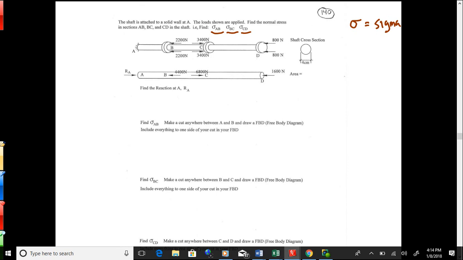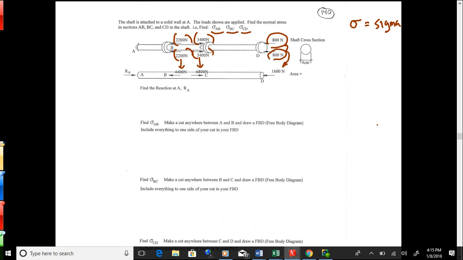Because I have what's applied to the shaft, but what I want to find is what that one reaction at A is, which I don't yet know. Okay, now notice I've got these flanges on here, these discs. So I've got 800 and 800. When I break this down to a free body diagram, I just add them because they're symmetrical. Put them right in the middle, that's 1600. 3400 and 3400 gets me 6800 right there. And 2200 and 2200 gets me the 4400 right there, okay?